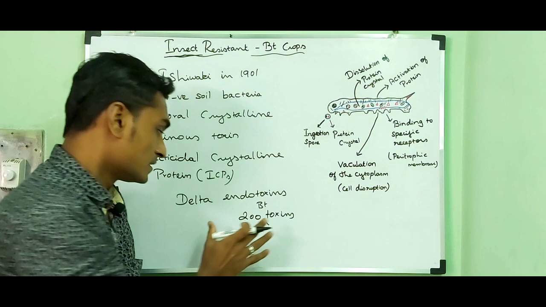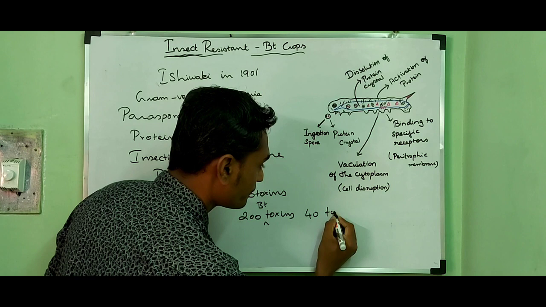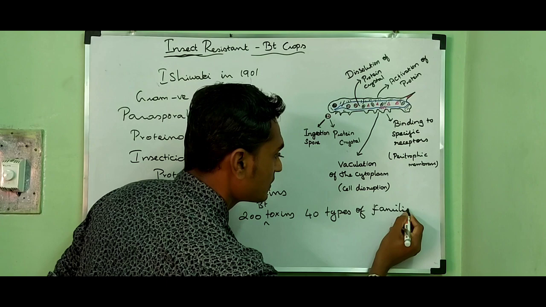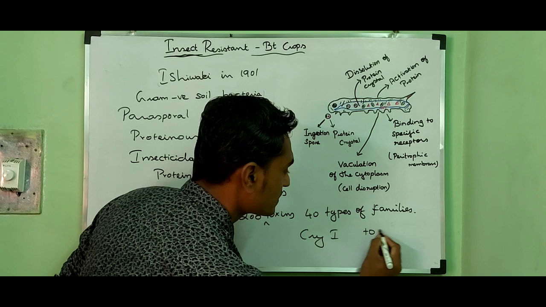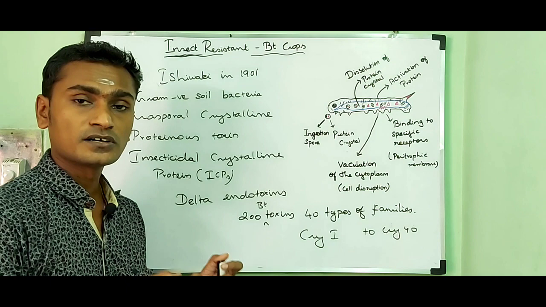These 200 BT toxins belong to 40 types of BT toxin families, starting from Cry 1 up to Cry 40.